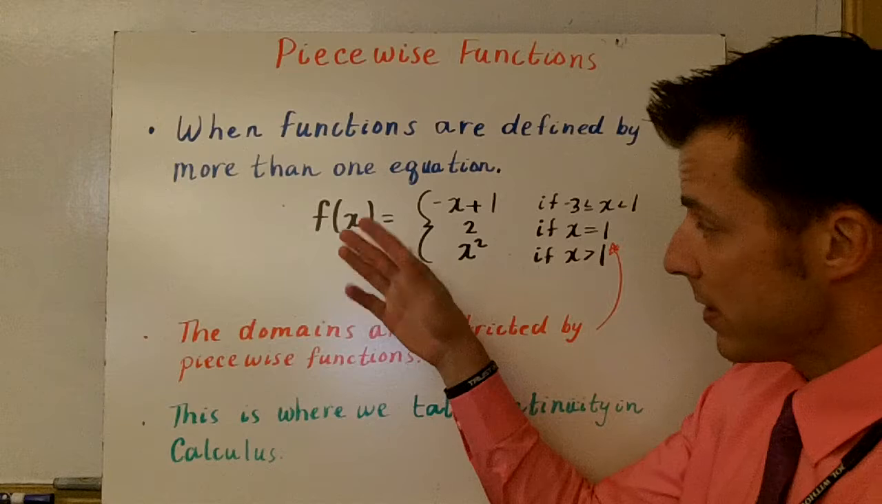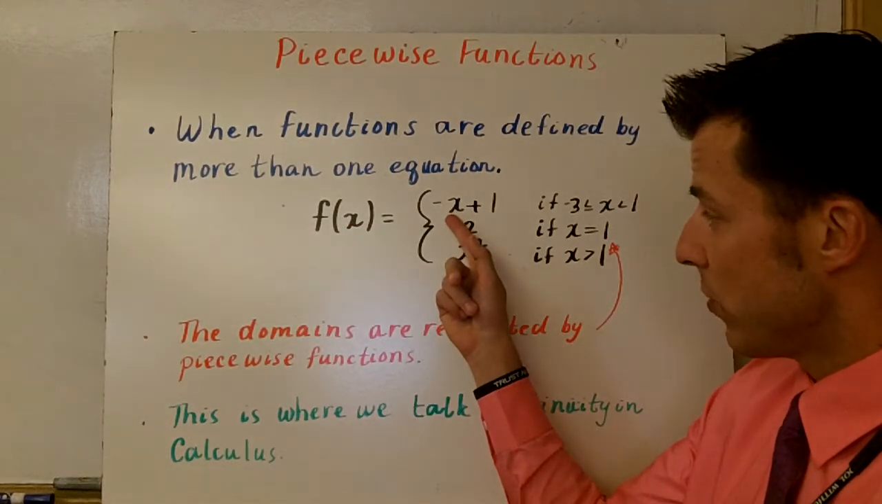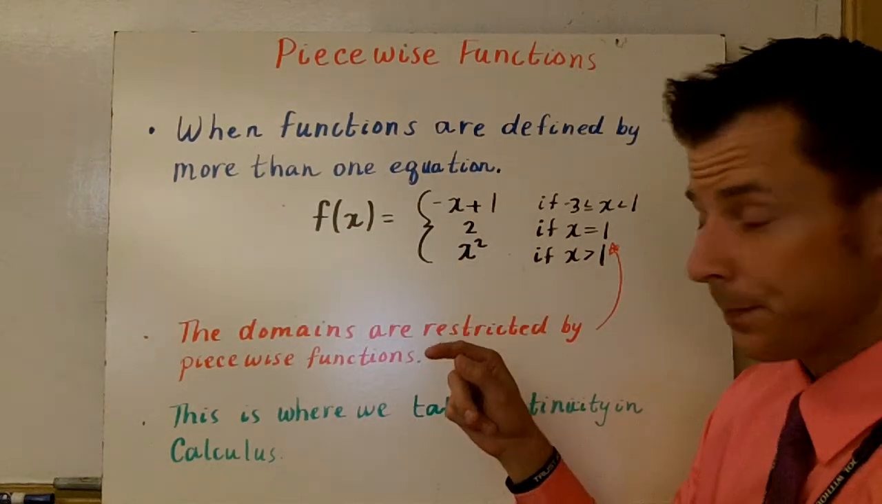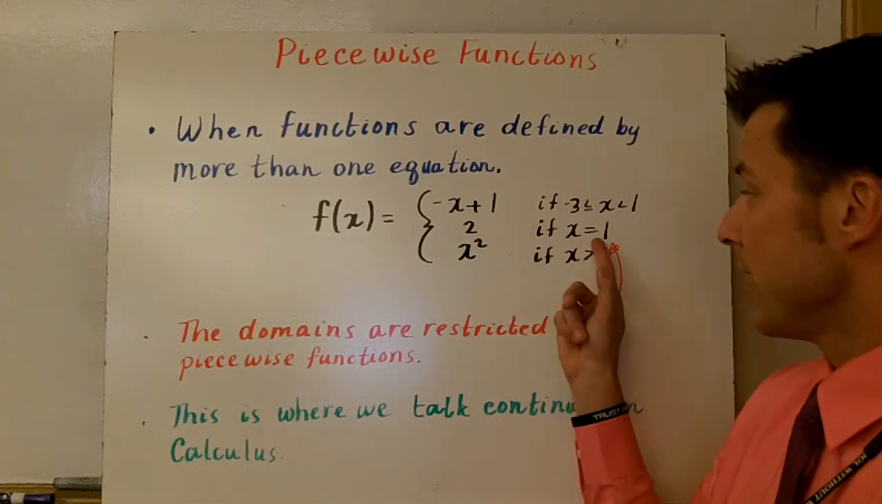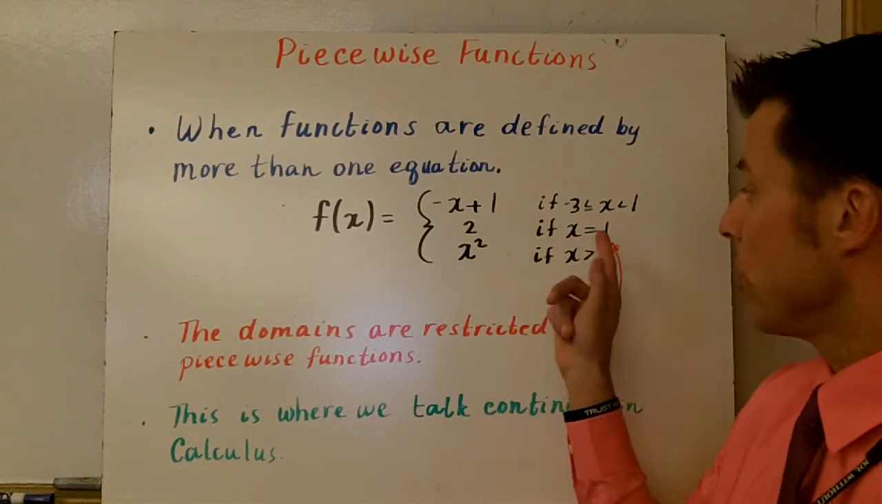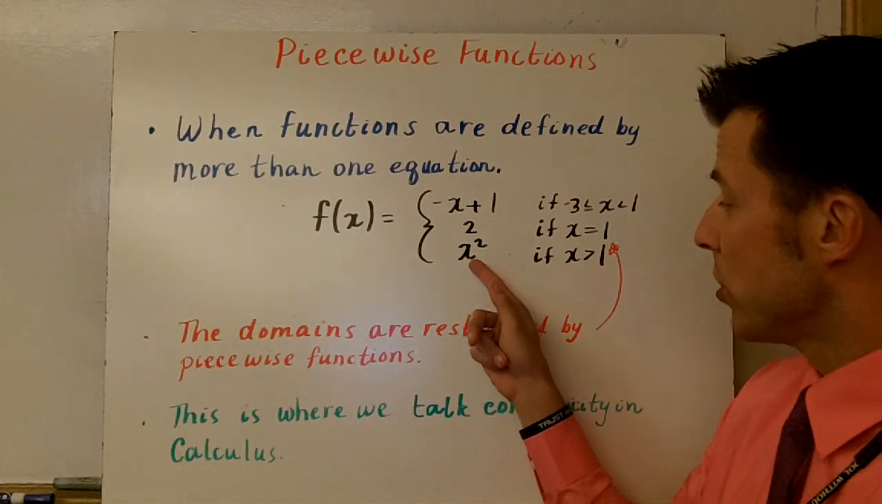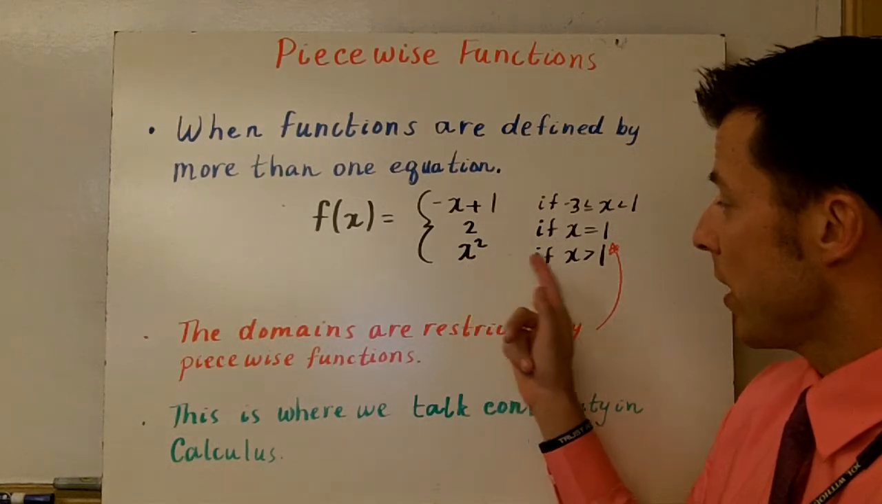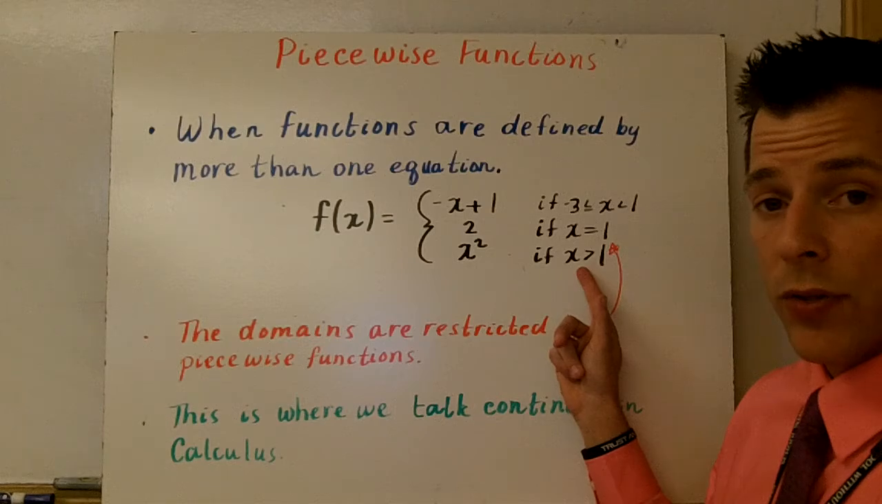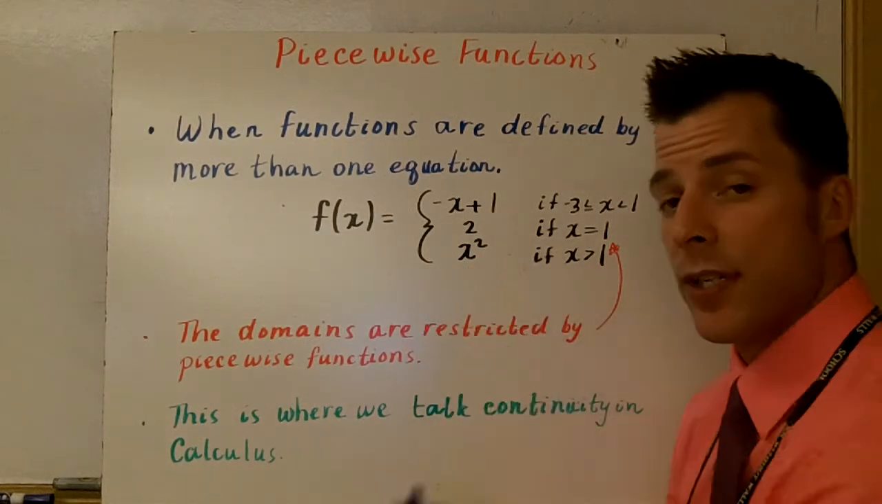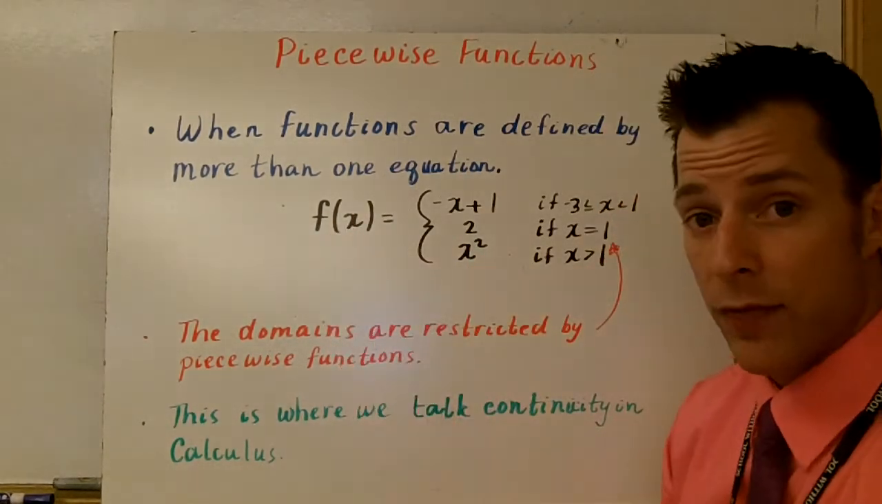But notice the three pieces that make up our function: the linear equation negative x plus 1, the point x equals 1 and the output is 2, so the point (1, 2), and the function y equals x squared, where x is greater than or equal to 1. So these three pieces are our piecewise function.